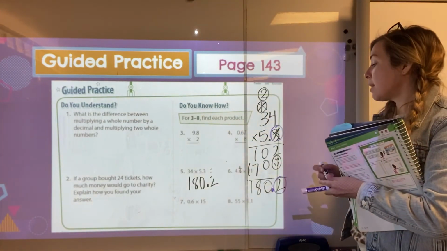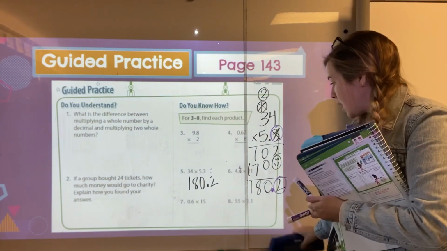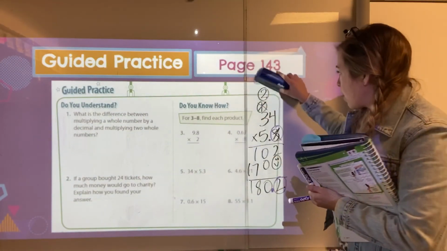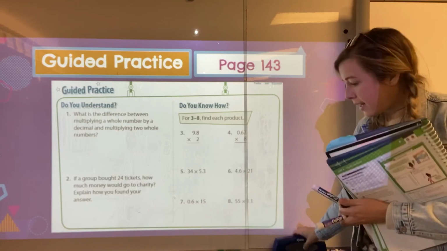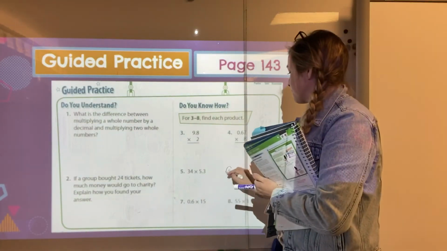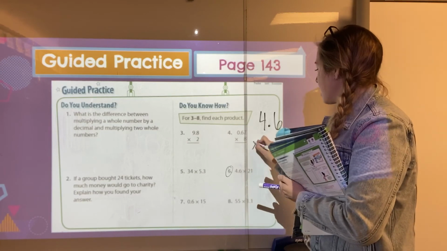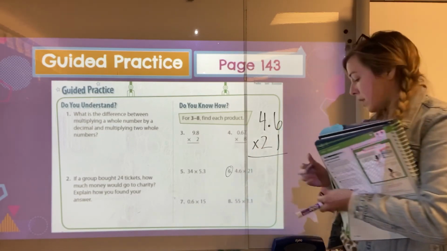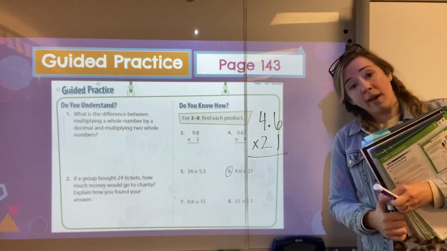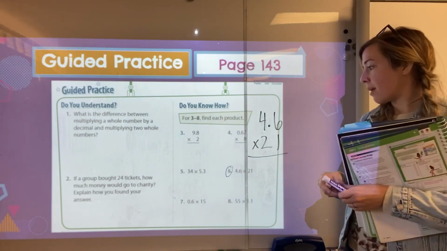Okay, now I'm going to give you one to try and see how you do. Why don't you guys take a look at number 6? So this is 4 and 6/10 times 21. Go ahead and give that a try, and then we will talk about number 6.